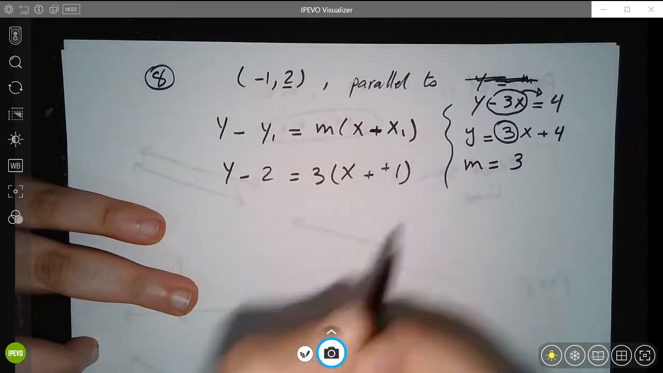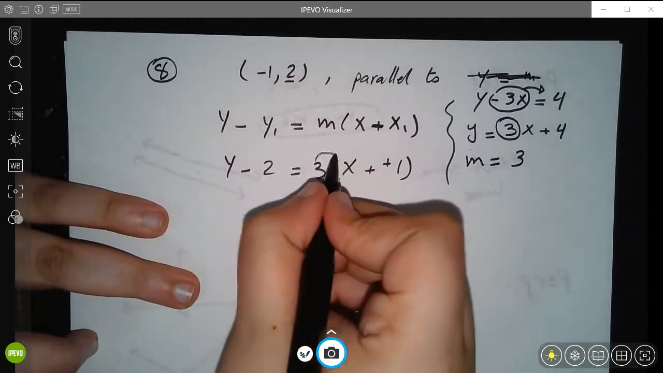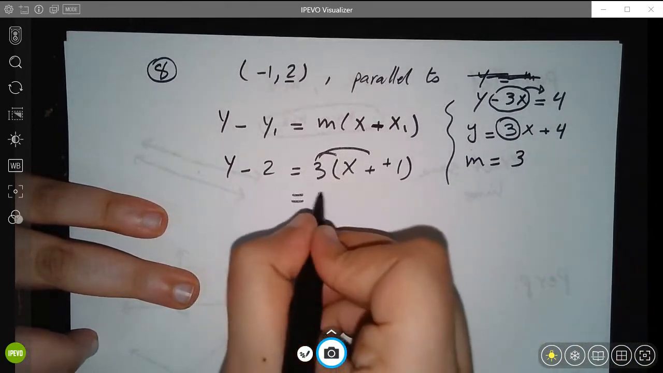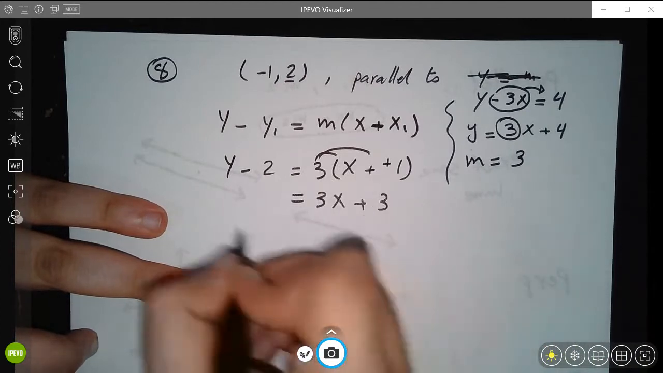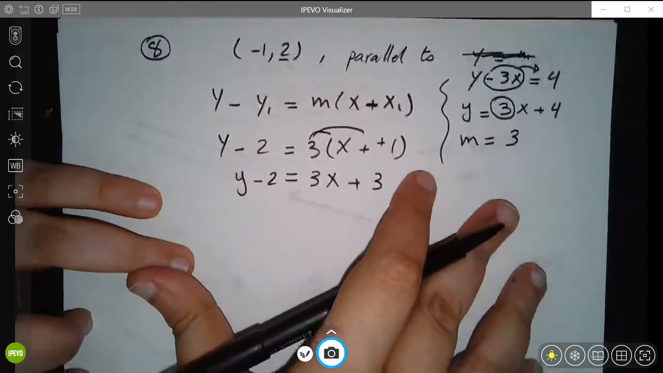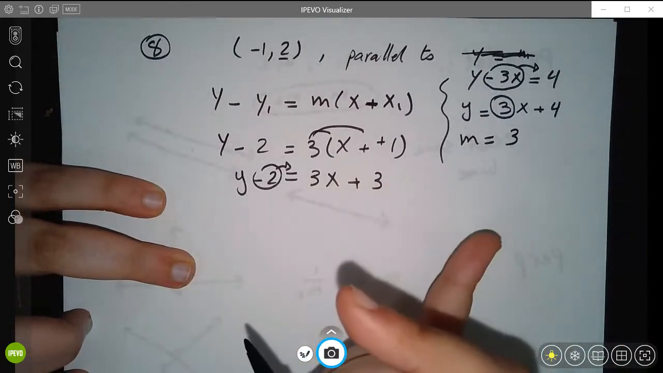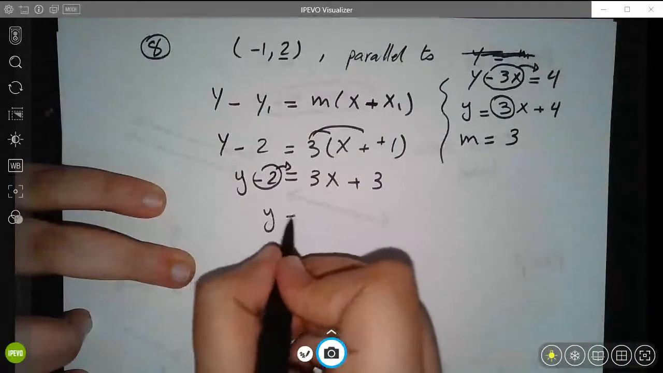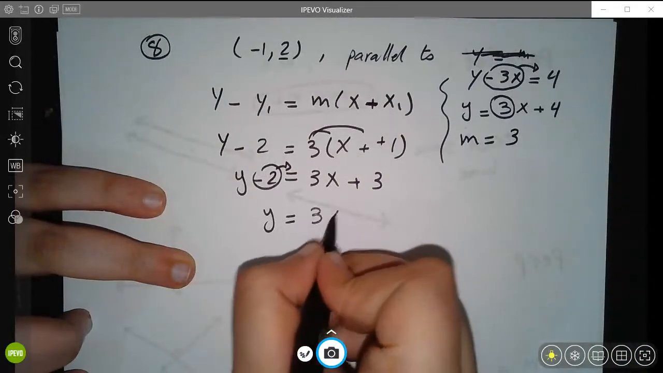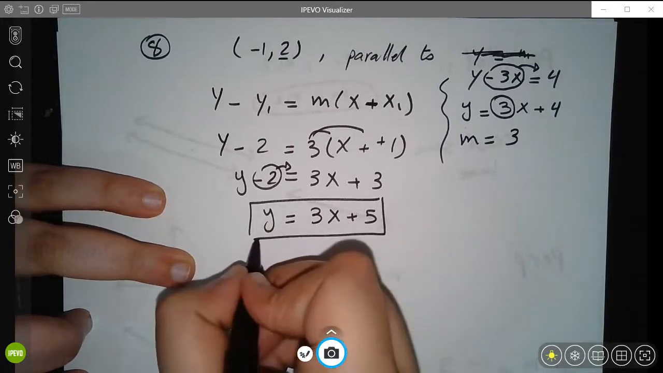So turn this positive, turn that positive. Okay? Now I'm going to multiply the 3 in. So that gives you 3x plus 3. And here we have y minus 2 still. Okay? Now grab the -2 and move it to the opposite side and it turns positive. So that gives you y equals 3x plus 5, which is what Kate said initially.